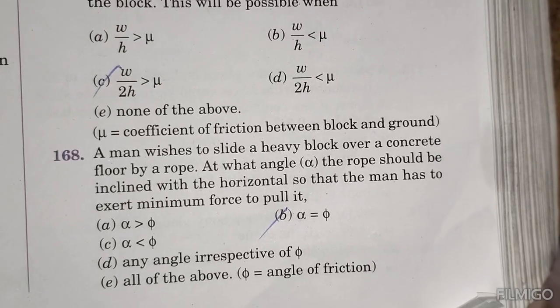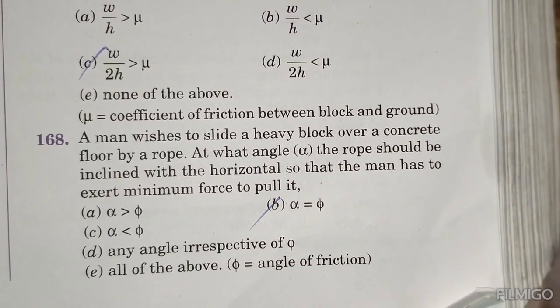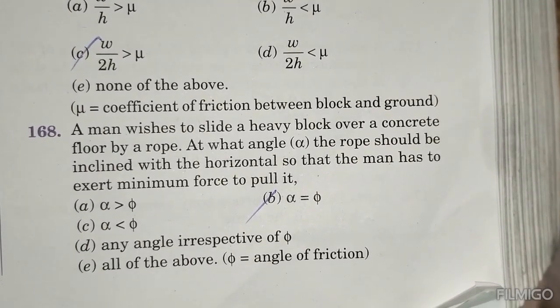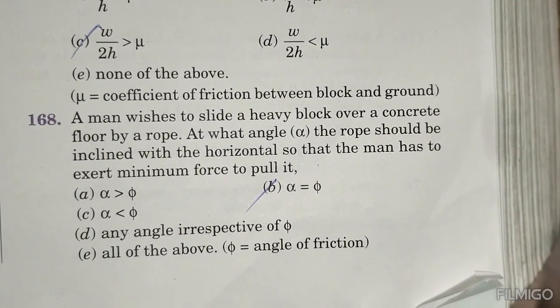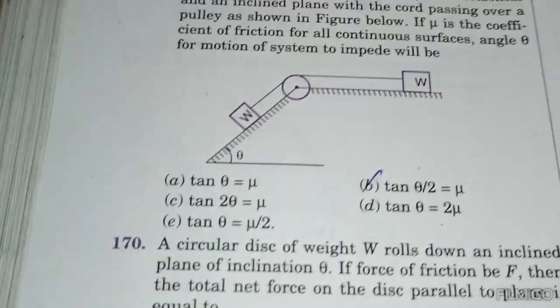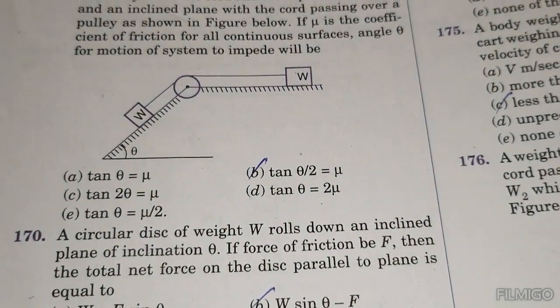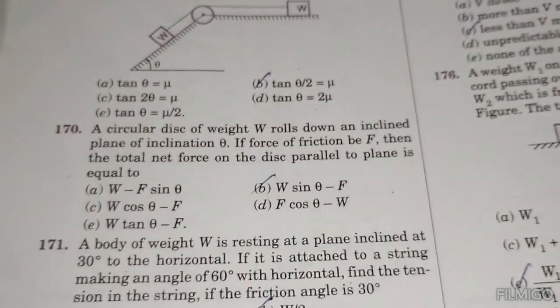A man slides a heavy block over a concrete floor by rope. At what angle should the rope be inclined with the horizontal so that the man has to exert minimum force to pull? Alpha is equal to pi. A rectangular block, if tan theta by 2 is equal to mu.